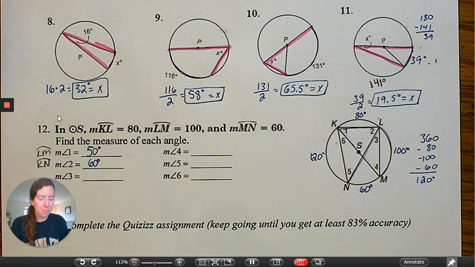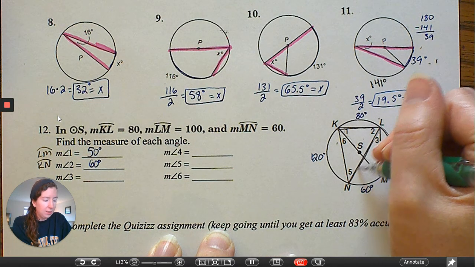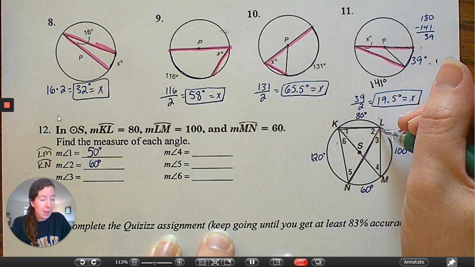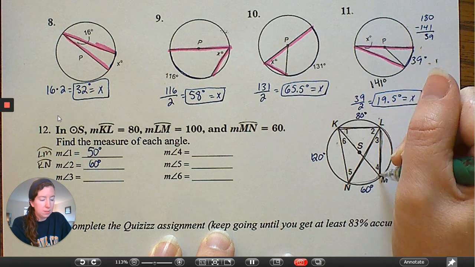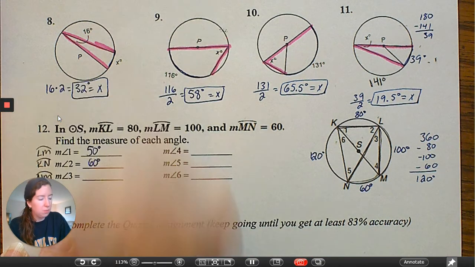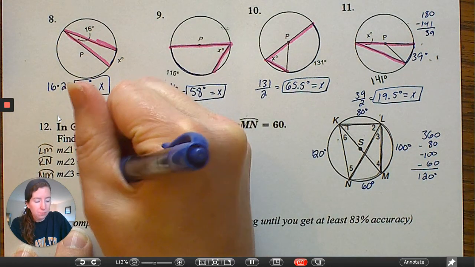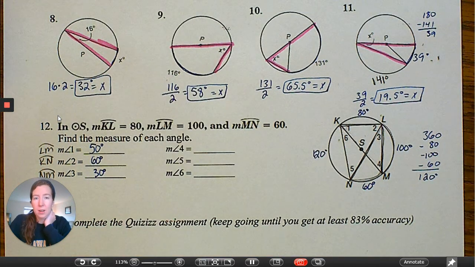All right, angle 3 also starts at the vertex of L. So it goes from L to N, and then also from L to M. So it intercepts arc NM, which measures 60 degrees. And we know half of 60 is 30. I'm doing half for all of these because I'm trying to find the angle. The inscribed angle is always half the intercepted arc.